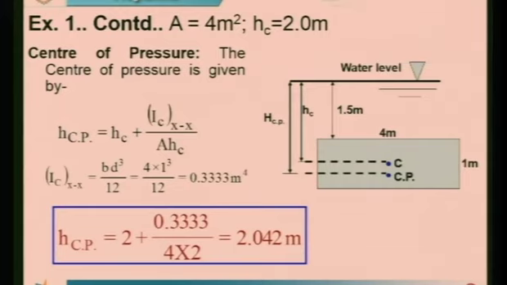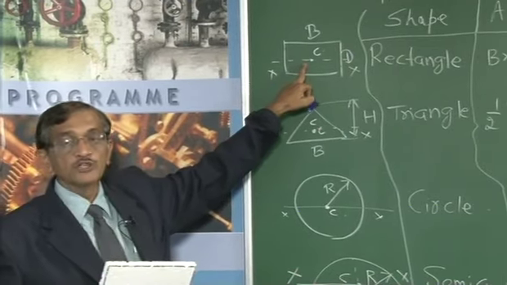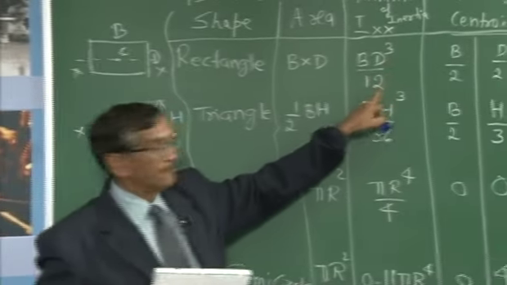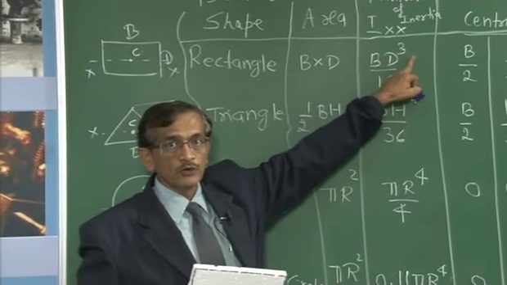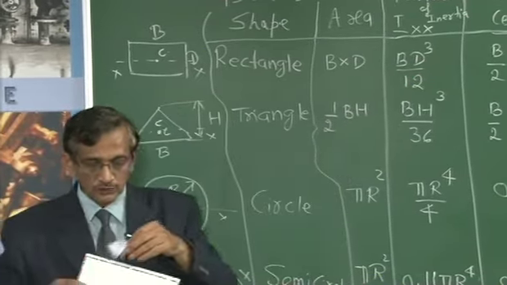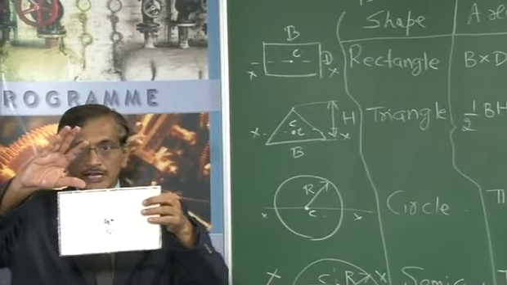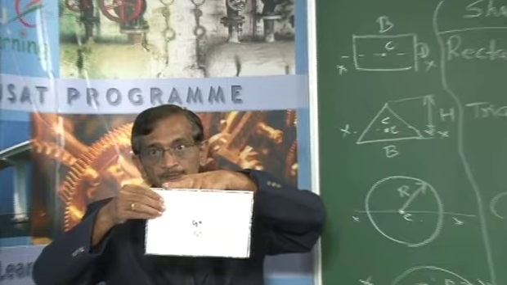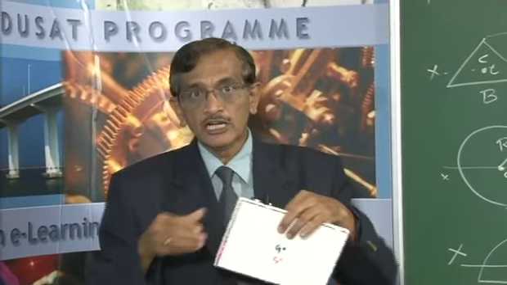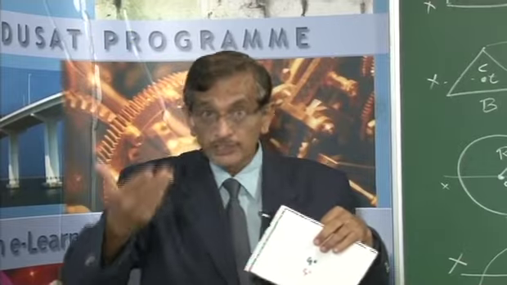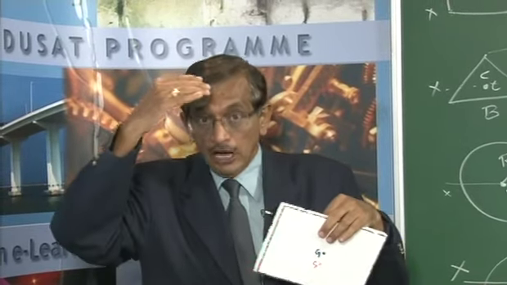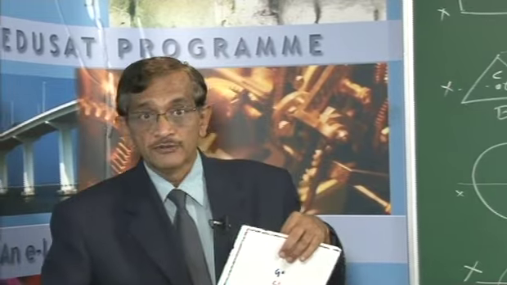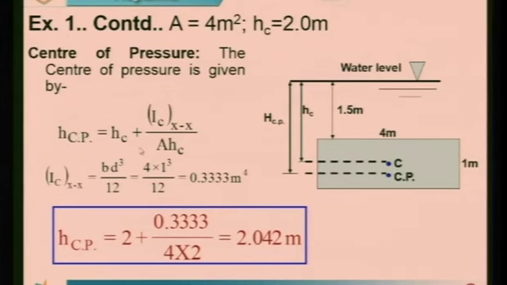So this is your 4 meter and this is your 1 meter. So B into D cube by 12, it means 4 into 1 cube by 12. So please calculate with your calculator for a plate which is lying 1.5 meter below the water level, and we would like to calculate the center of pressure. I know the magnitude we already calculated. So I would like to know where this is acting. So in the formula, HCP is equal to HC, which is 2 meter, plus the moment of inertia, the value you can work out, 0.333 meter to the power 4, divided by the area of the plate.